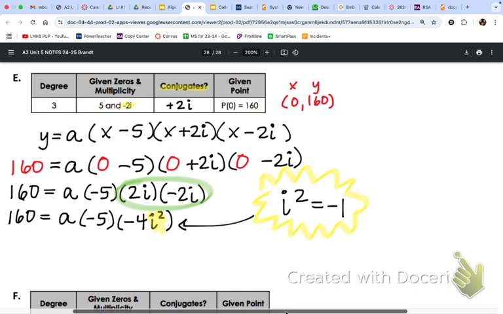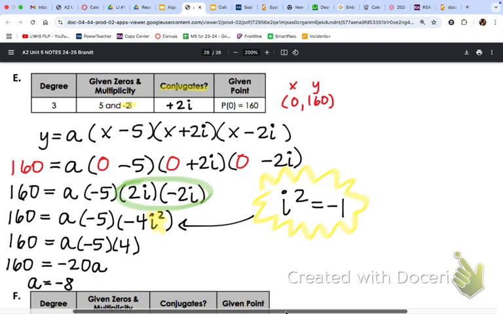So negative 4 times negative 1 is positive 4. I can't remember, did we do that this semester or was that last semester? I think last semester, yeah. Negative 5, sorry. I'm writing it a million times because I want you to have notes that are helpful. Negative 5 times 4, so finally you get negative 20a. And then 160 divided by negative 20 is, you can use quick math, 16 divided by 2 is 8. There's just zeros there, so negative 8.